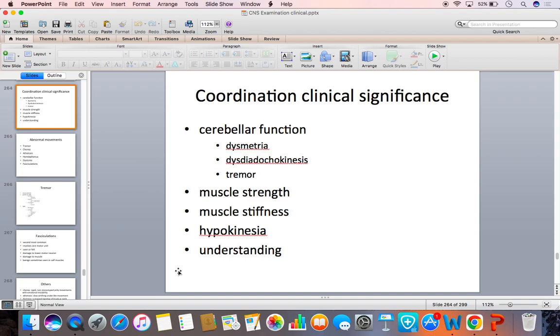Then look for muscle strength. Will be diminished in cerebellar lesions. Look for muscle stiffness and hypokinesia in extrapyramidal lesions and test for the comprehension.